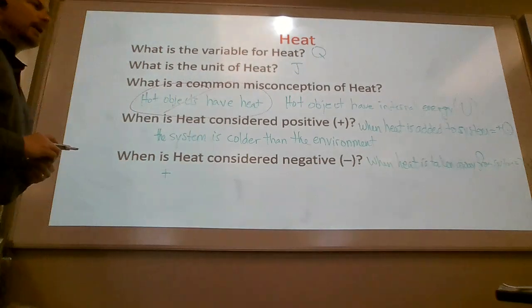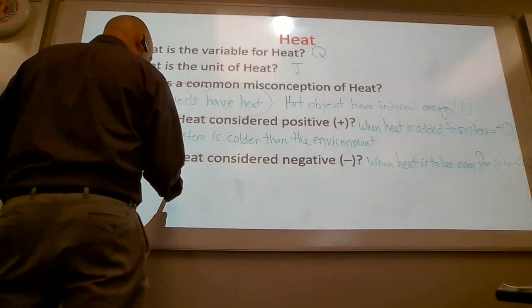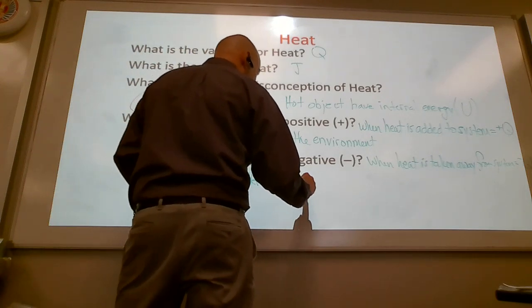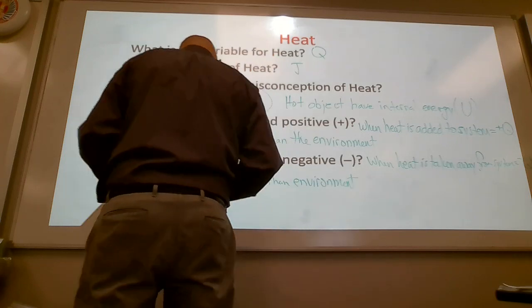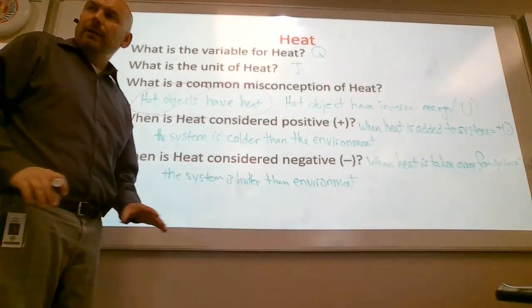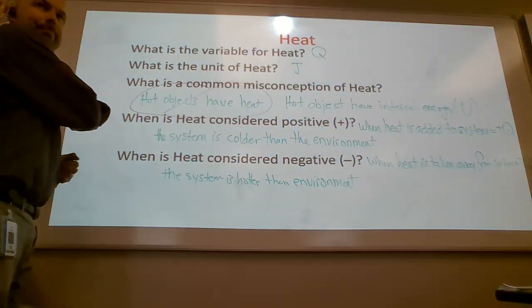And if heat is lost, taken away, then which is hotter, the system or the environment? Conversely, the system is hotter than the environment. Those two points are kind of the stumbling block. Those are the pit that'll get you. So in order to add heat, the system has to be colder. In order to give heat away, the system has to be hotter. Good there?